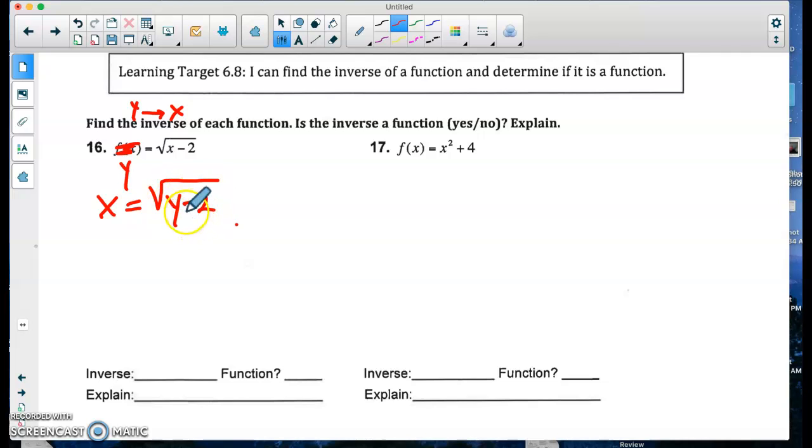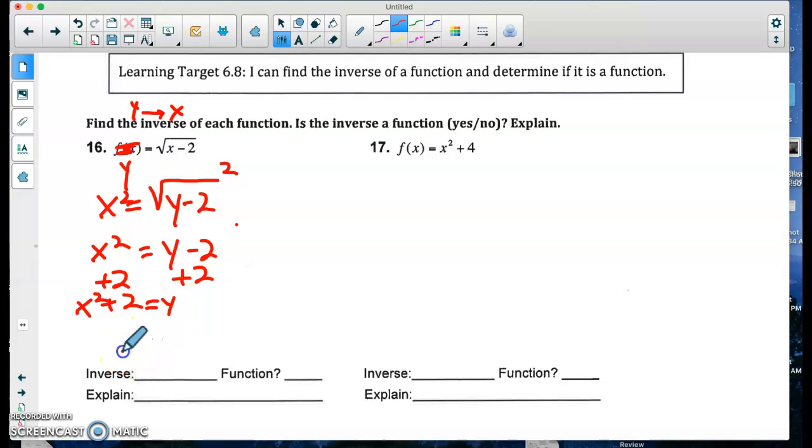Now it's kind of like how we did on our solving. I'm trying to get this equation to say y equals. So to get rid of a square root, I'm going to square both sides. So what I have now is x squared equals y minus 2. And then our last step is to get rid of this 2, so I'm going to add 2 to both sides. Now from here again, we're going to write this in function notation. So this is really now our inverse. So I'm going to rewrite that y as the inverse of our function. It now equals x squared plus 2.